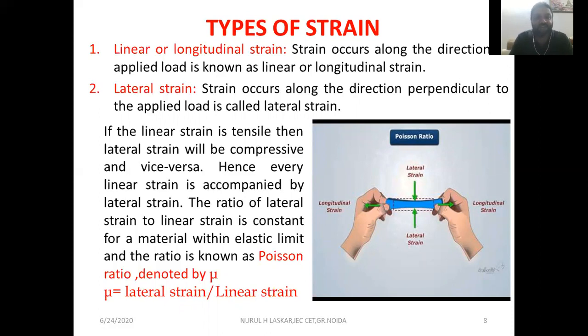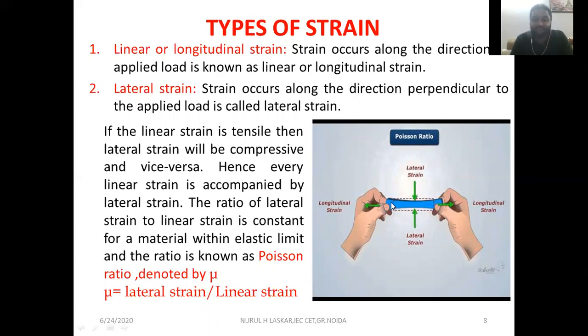Then what is lateral strain? Lateral strain occurs along the direction perpendicular to the applied load. Look at this figure. Here a force load is applied along the x-axis, the horizontal axis, and it is a tensile force. This material has been pulled by the tensile force. So longitudinal strain or linear strain will be along the x-axis, and the perpendicular of the x-axis is the y-axis. So lateral strain will be along the y-axis. The lateral strain will be compressive in nature and the linear strain will be tensile in nature. Conversely, if I apply a compressive force along the x-axis, then linear strain will be along the x-axis, but lateral strain will be in the y-axis.